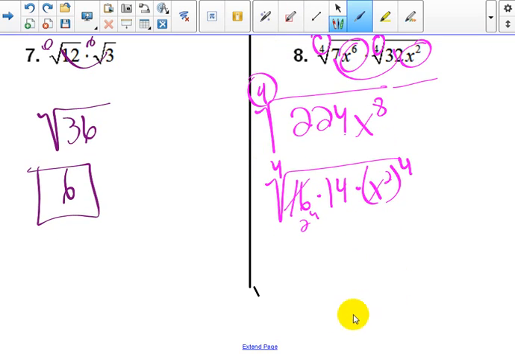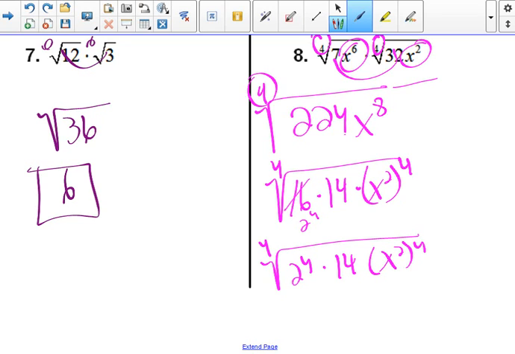So let's rewrite this. It's going to be the 4th root of 2 to the 4th power times 14 times x squared to the 4th power. And all of these things with the 4th power we can take out. So the 2 and x squared will come out, and what's left over? The 4th root of 14. Okay, and that's our answer.